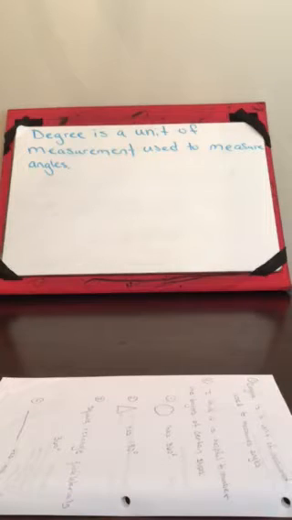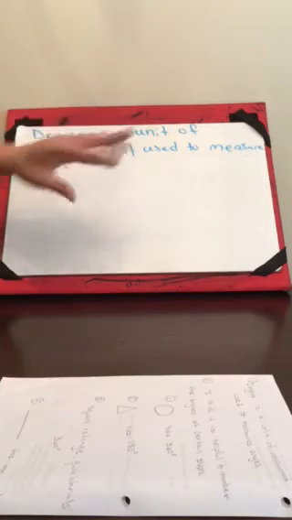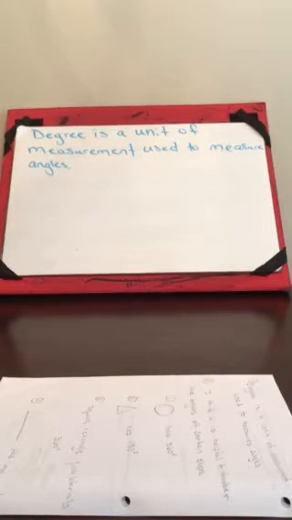Fourth graders, today we're going to talk about degrees and how to measure angles. So the first thing I want you to realize is a degree is a unit of measurement used to measure angles and the angles within a shape. Now I always think it's helpful when I'm thinking about shapes, polygons, to know their degrees.